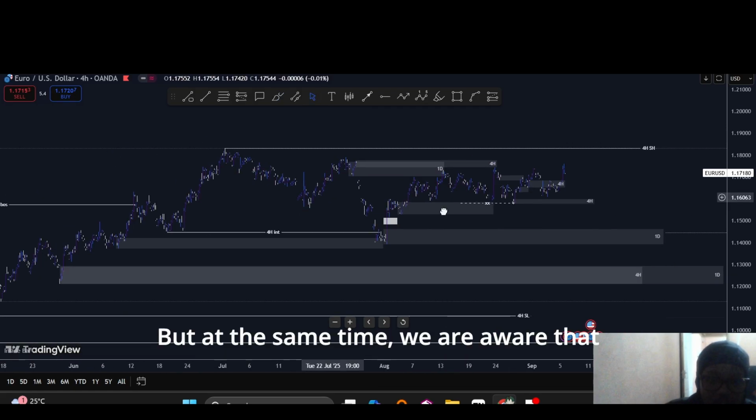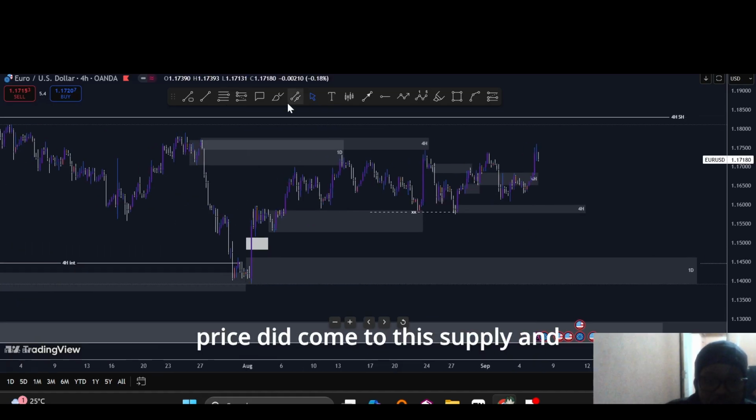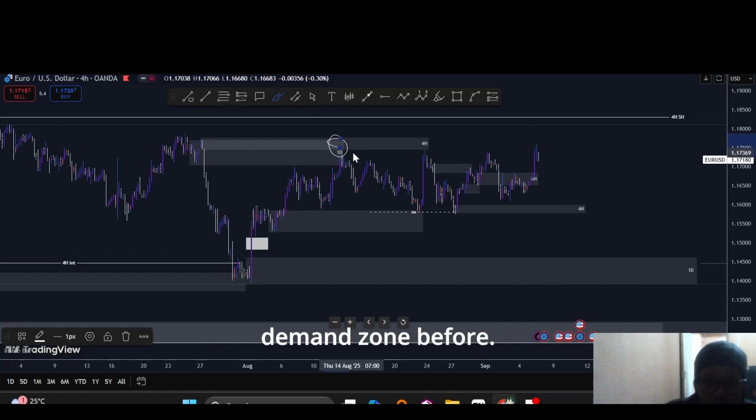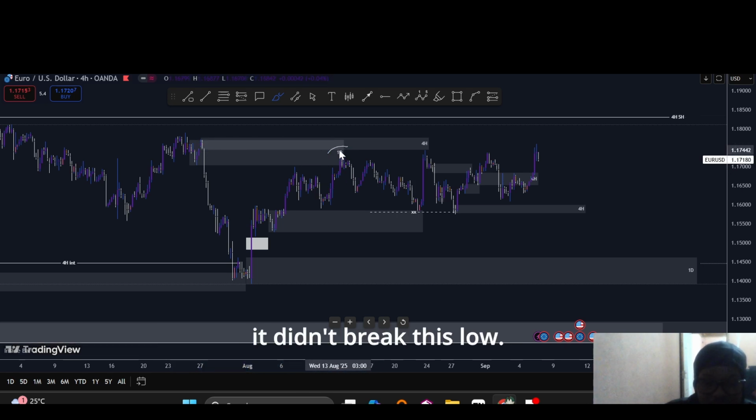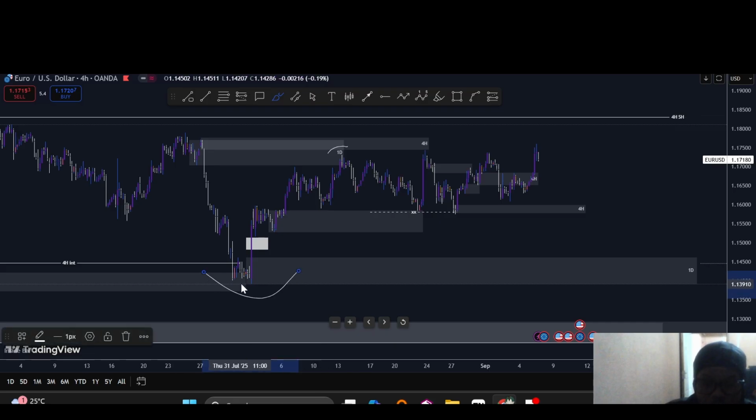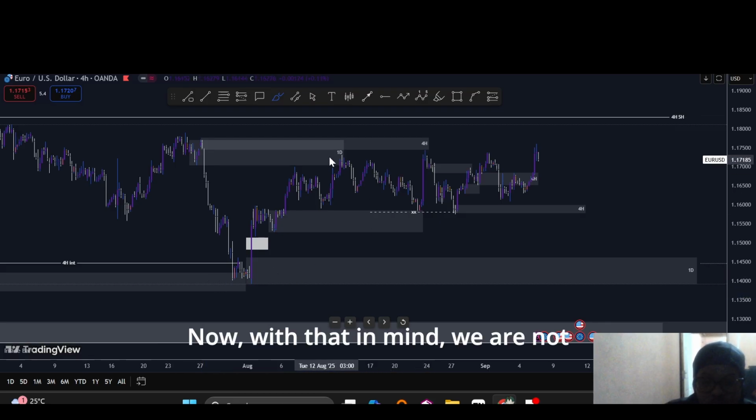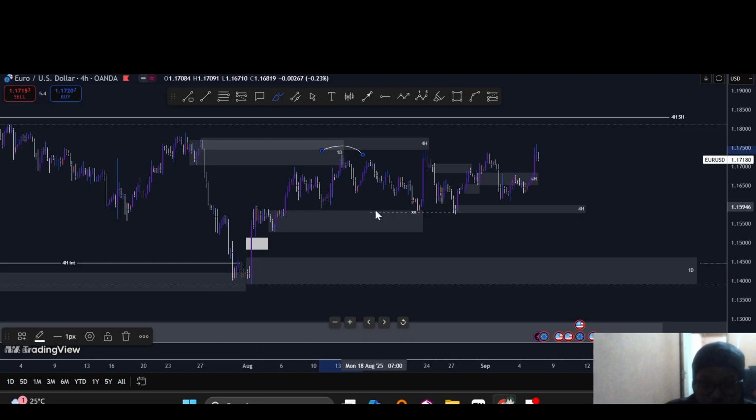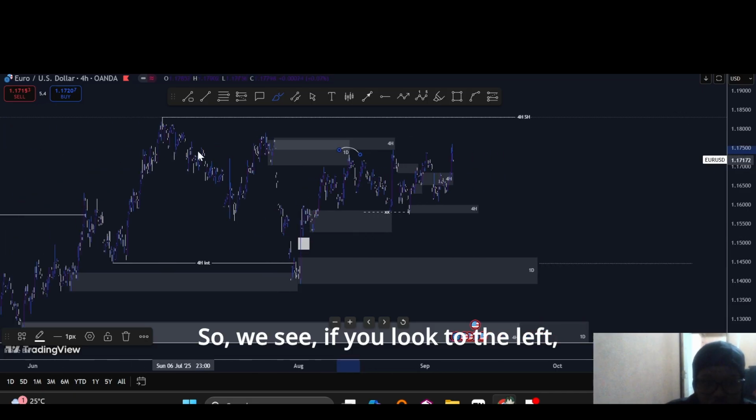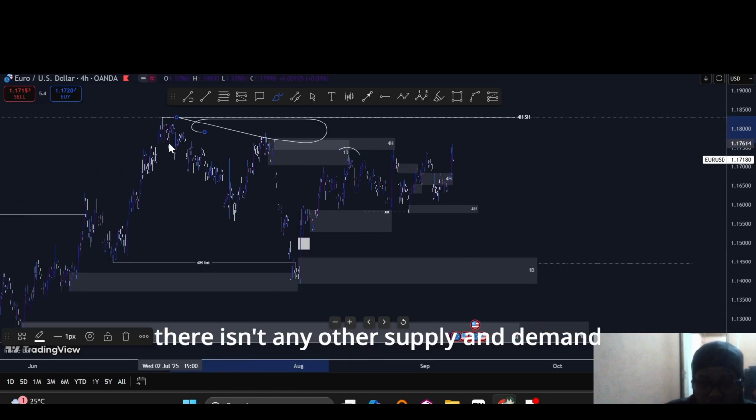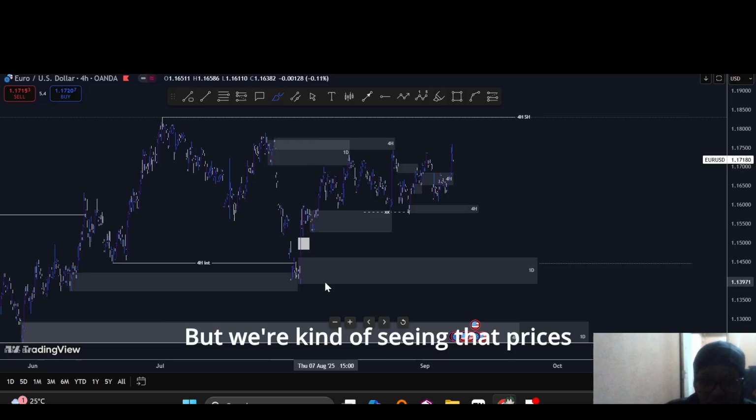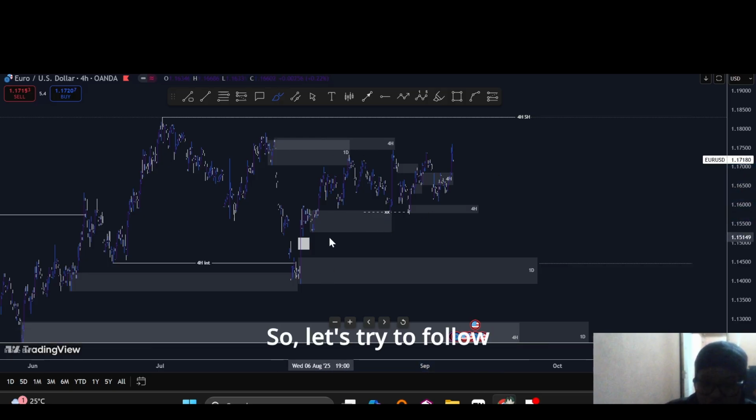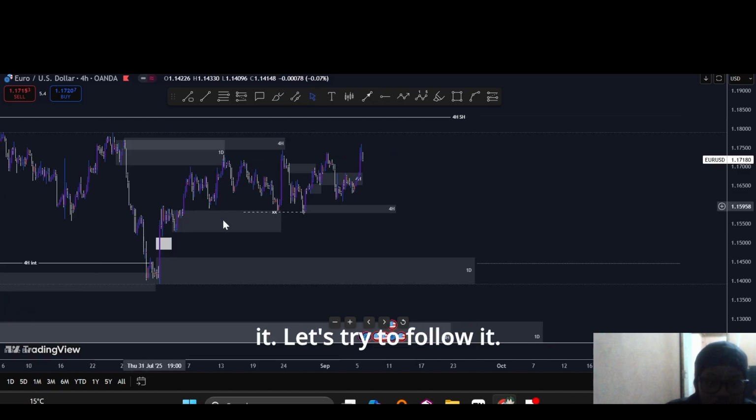But at the same time, we are aware that price did come to this supply and demand zone before, but the supply and demand zone here failed to an extent that it didn't break this low. Now, with that in mind, we are not betting on it anymore. If you look to the left, there isn't any other supply and demand zone there, but we're kind of saying that price is also going to the upside.